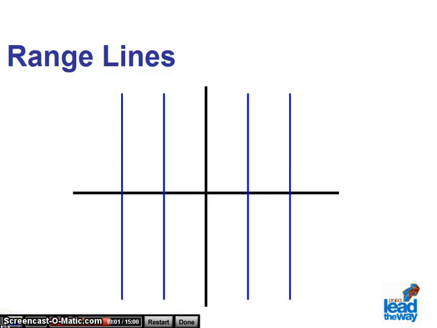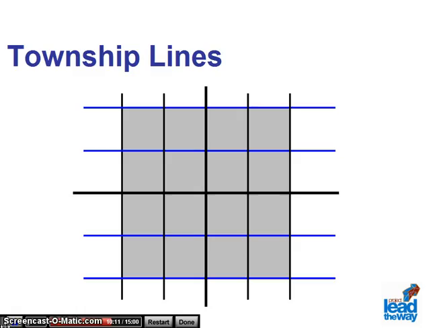Range lines running north and south are then identified. These range lines are placed 6 miles apart. Similarly, township lines running east and west are placed 6 miles apart. This grid of intersecting lines creates 16 townships, each 6 square miles in size. This unit of land, 24 miles square, forms the basis of the rectangular survey system.